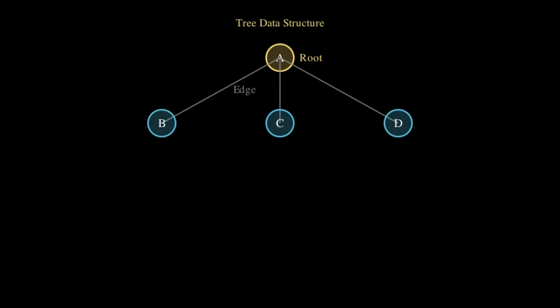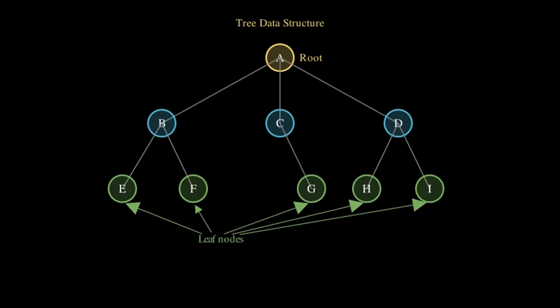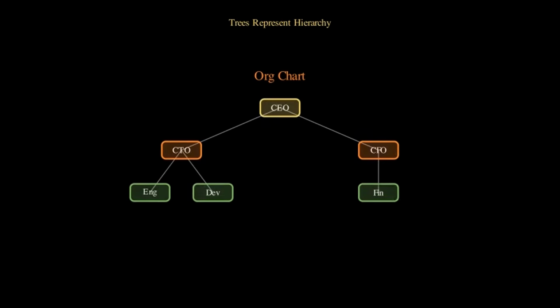Anyways, a tree is a hierarchical data structure made up of nodes connected by these lines called edges, with a single starting node called the root. Each node can have 0 or more child nodes, and the nodes at the very bottom with no children are called leaf nodes. Trees are commonly used to represent anything with hierarchy. For example, your file system, organizational charts, or HTML documents.